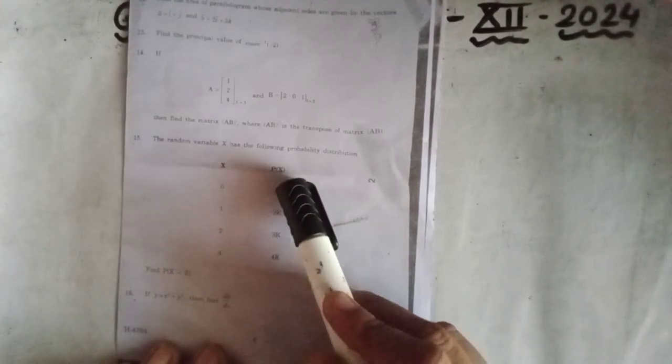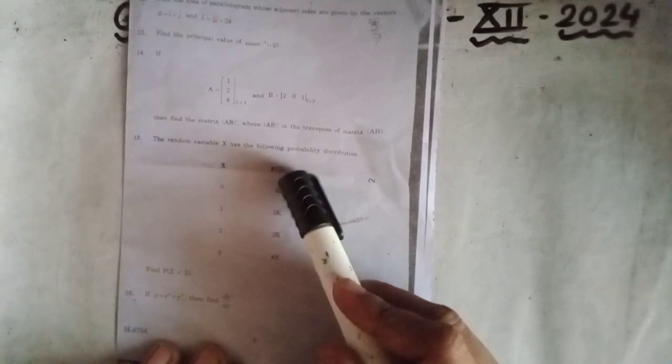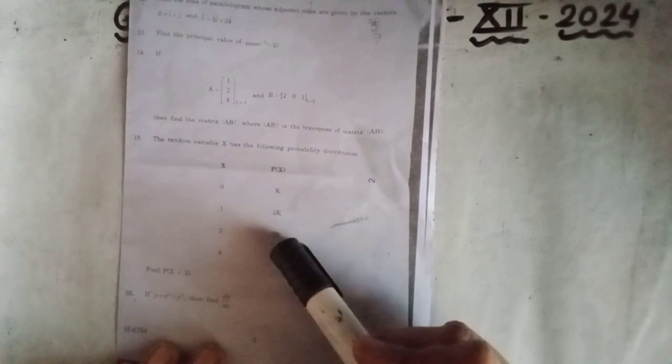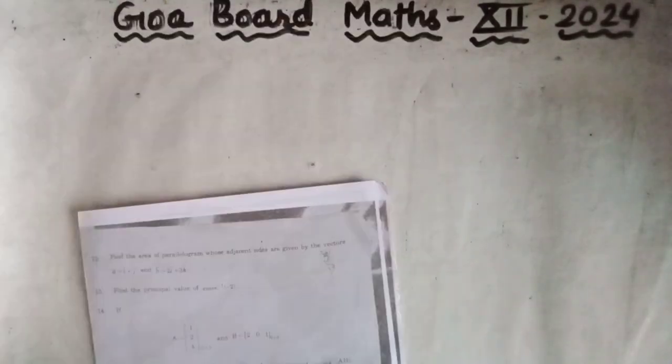Question 15. The random variable x has the following probability distribution. So you have to find the probability where random variable is less than 2. Okay, so here the p of x are given in terms of k. So first you have to find the k. Now probability of each event we have to add, so that is equal to 1, right? So we can find k.